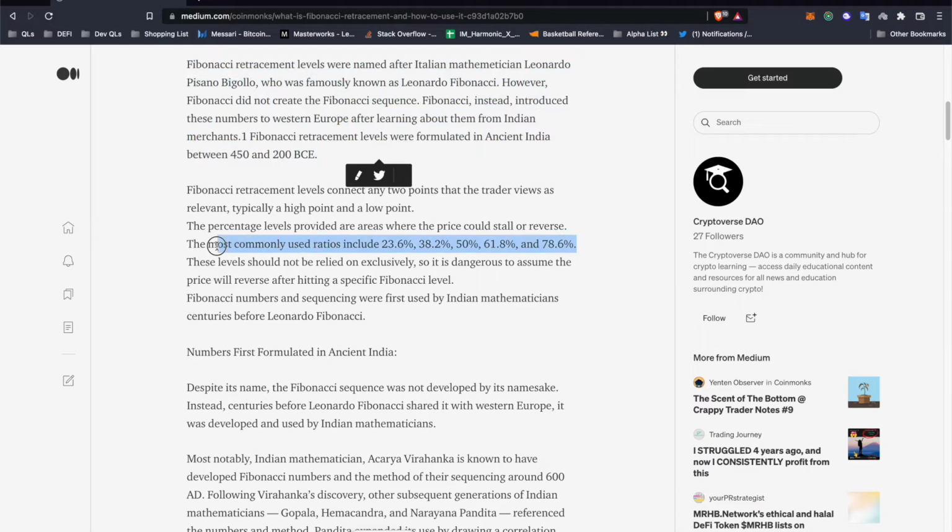These are the most commonly used ratios, right? 23.6%, 38.2%, 50%, which is not officially a Fibonacci percentage. I mean, it's used very, very frequently, but it's not officially a Fibonacci ratio. You've got 61.8% and 78.6%. Obviously, it shouldn't be relied on exclusively, but that disclaimer is true of anything to do with trading. You shouldn't ever use just one specific thing.